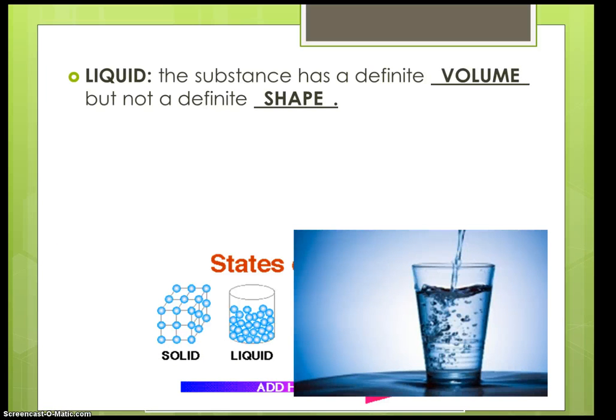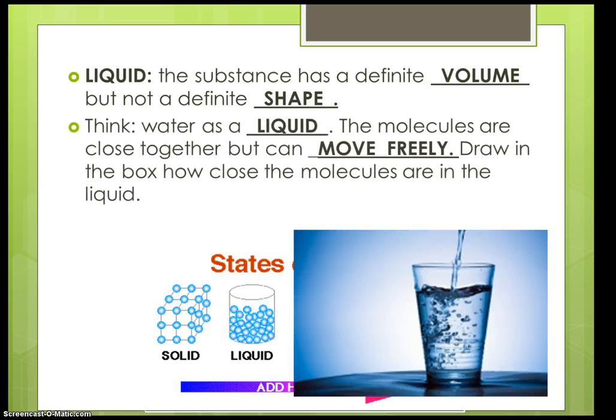Next is a liquid. The substance has a definite volume, but not a definite shape. Think about water as a liquid. The molecules are close together, but they can still move freely. So let's say you have 50 milliliters of water and you spill it on the floor. Well, it's still 50 milliliters of water. It still has a definite volume, but now it has a totally different shape because it's all over your floor. Now in that box, go ahead and draw how close the molecules are in the liquid.